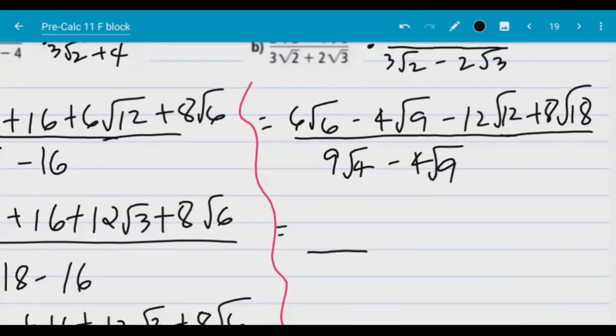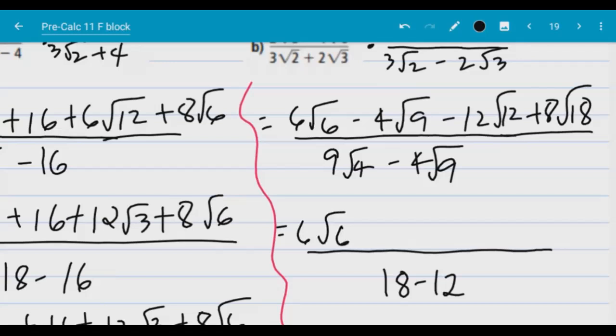The denominator, if I simplify this, 9 root of 4 would be 9 times 2. Root of 4 is 2 times 9 is 18. Root of 9 is 3 times 4 is 12, minus 12. The numerator would be 6 root of 6. Now, this one, I think I can simplify. Root of 9 is 3 times 4 minus 12.